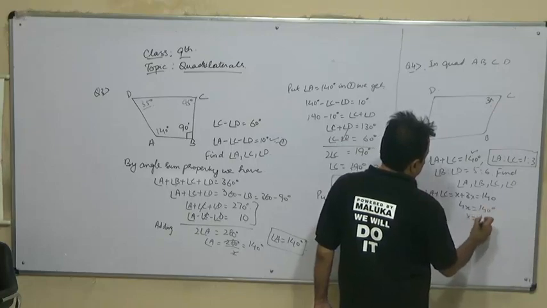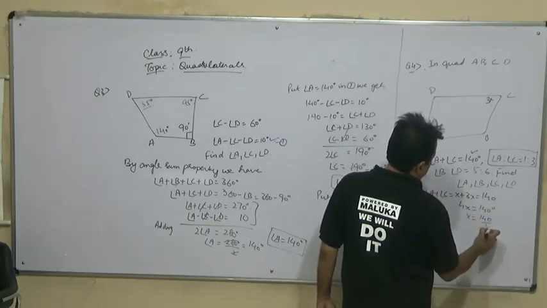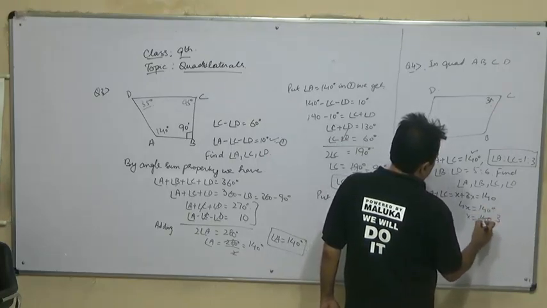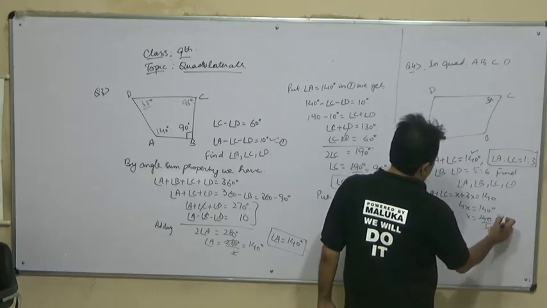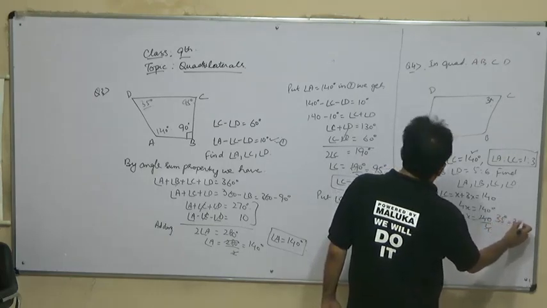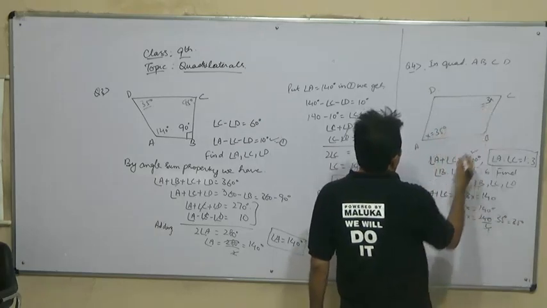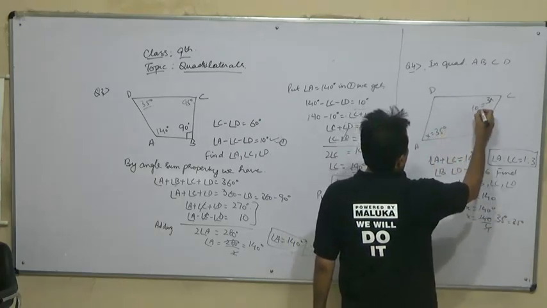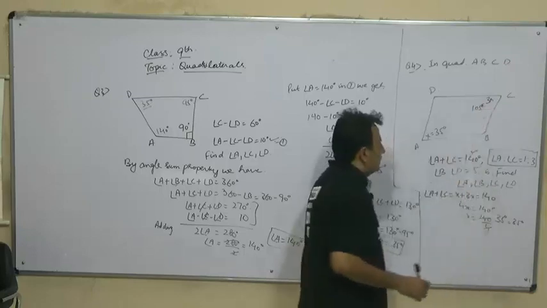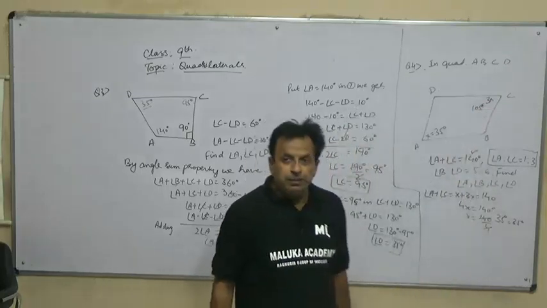x is equal to 140 degree upon 4. So this will be 35. So x is equal to 35 and 3x will be equal to 105. Now what is the value for B plus D?